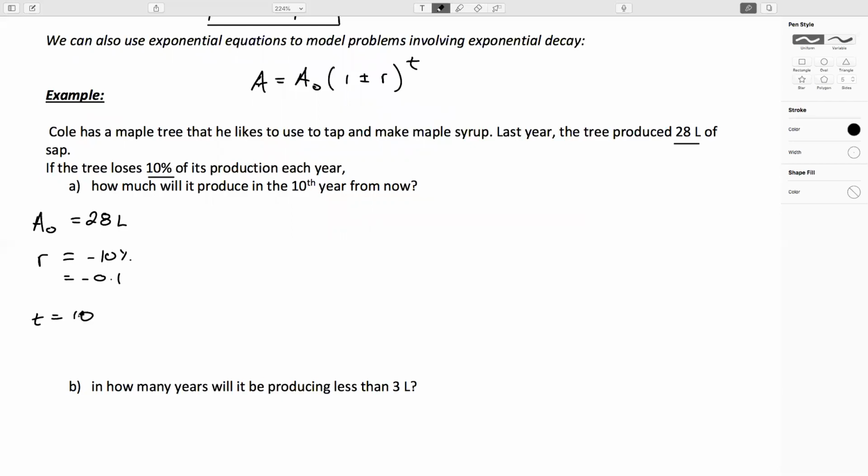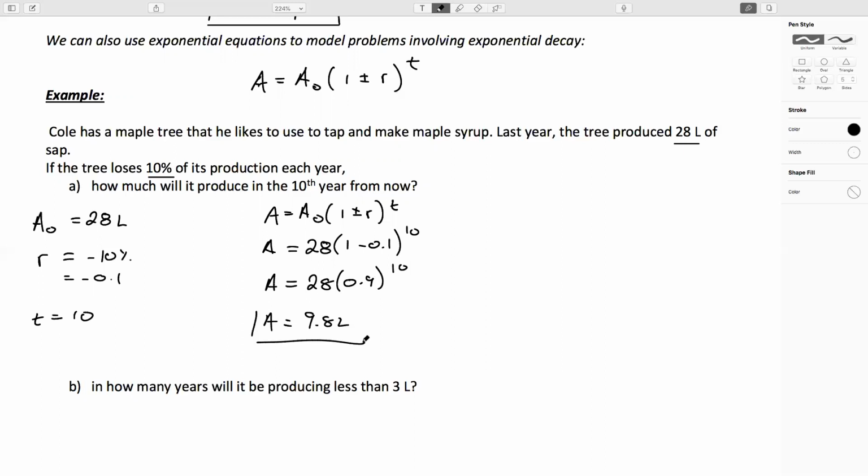We can now use this general formula to build the exponential decay formula. So if we use A equals A naught times 1 plus or minus R to the power T, we can put in our numbers. A naught was 28 liters times 1 minus 0.1. That's basically losing 10% to the power 10 for 10 years. This equals 28 times 0.9 to the power 10. So after 10 years, there will only be 9.8 liters of sap coming out of that tree.